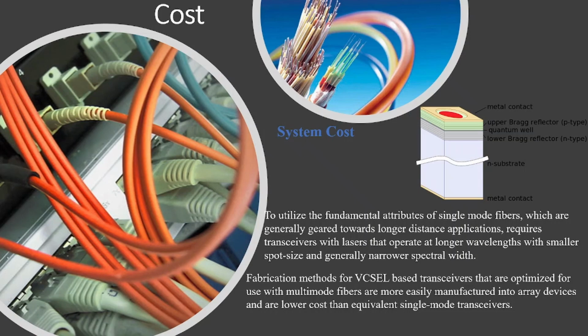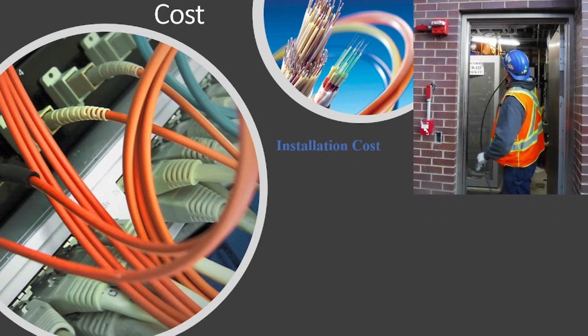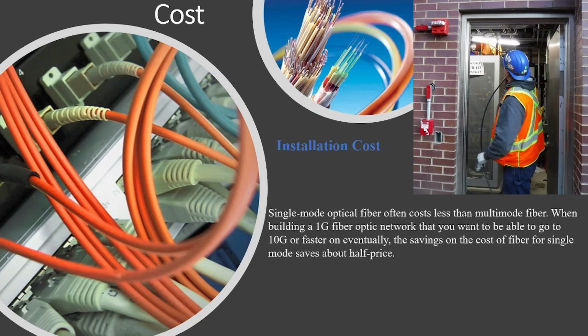And their installation cost. Single mode optical fiber often costs less than multimode fiber. When building a 1G fiber optic network that you want to be able to go to 10G or faster on eventually, the savings on the cost of fiber for single mode is about half price.